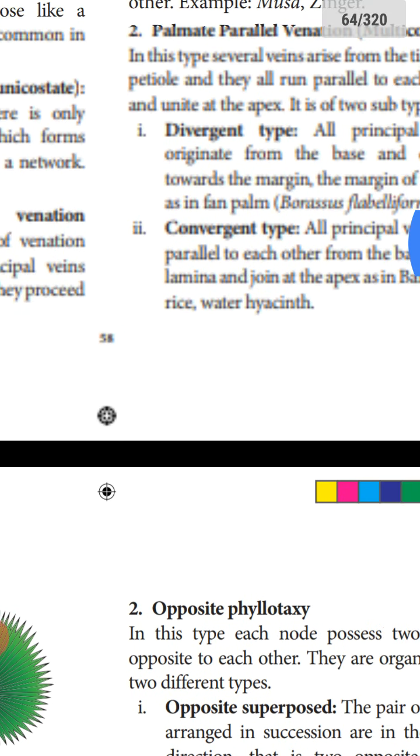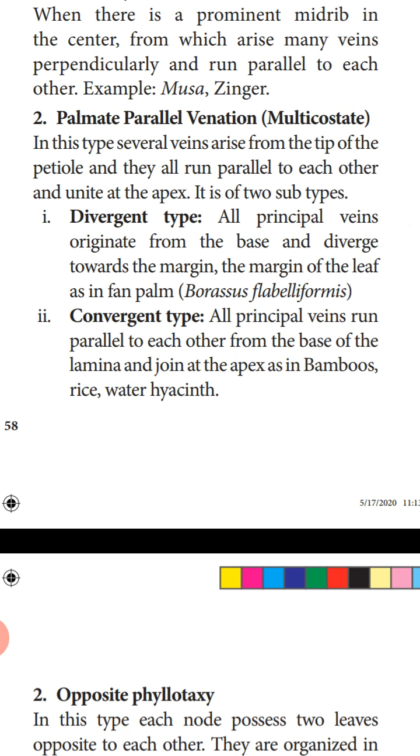So here we have seen there are two types of palmately parallel venation, divergent type and convergent type. So all principal veins originate from the base and diverge towards the margin of the leaf, as in a fan palm, then it is called the divergent type.